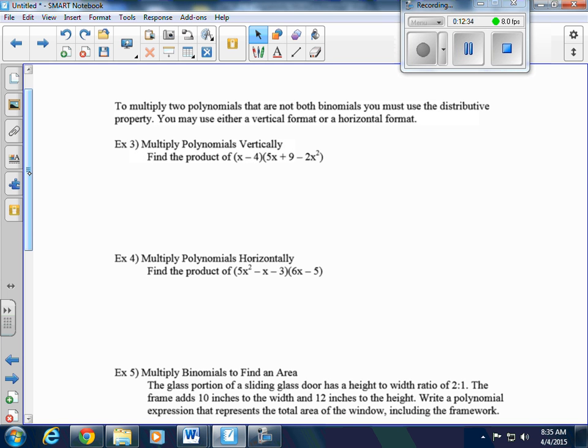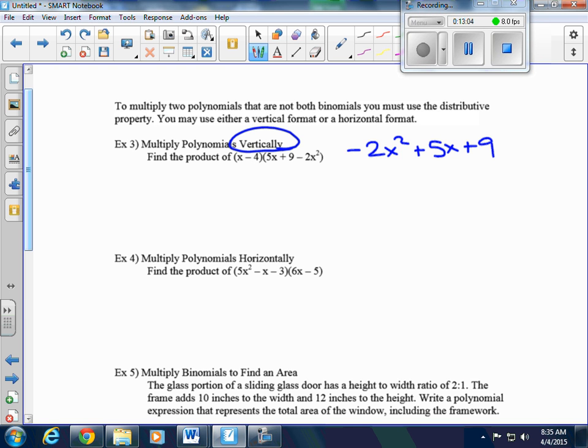All right, so let's look at example 3. It says multiply polynomials vertically. We always want to take our terms and write them in standard form. And if we're going to do this one vertically, I'm going to put them on top of each other. I'm going to take that first term and write it in standard form. So it's going to be negative 2x squared plus 5x plus 9, or rather the second term.